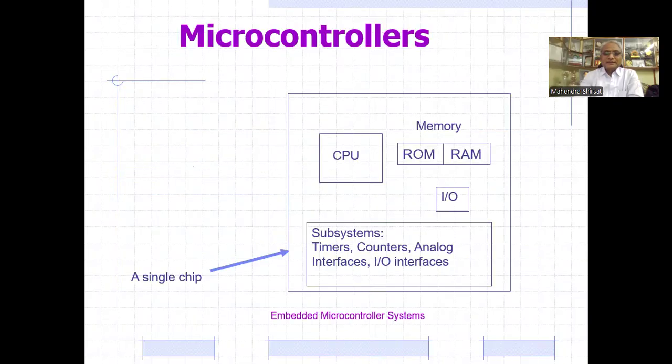Basically, whenever we are studying microcontrollers, we need to understand the difference between microcontroller and microprocessor. The fundamental difference is, you can see here, as far as microcontrollers are concerned, the CPU along with all peripheral devices are on a single chip. So whenever we have the CPU along with all peripherals on a single chip, that device is nothing but a microcontroller.